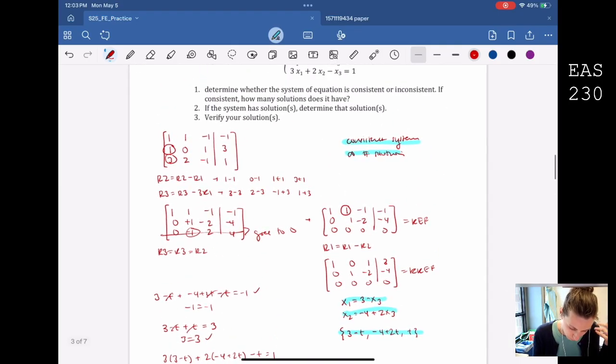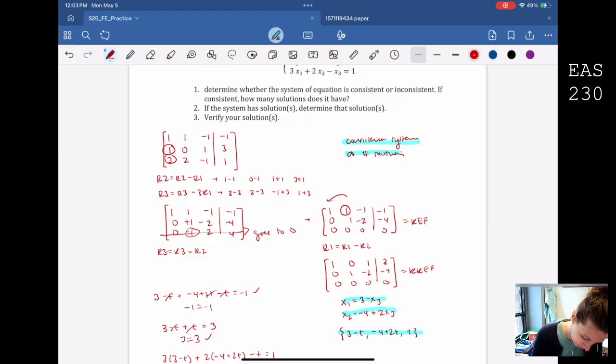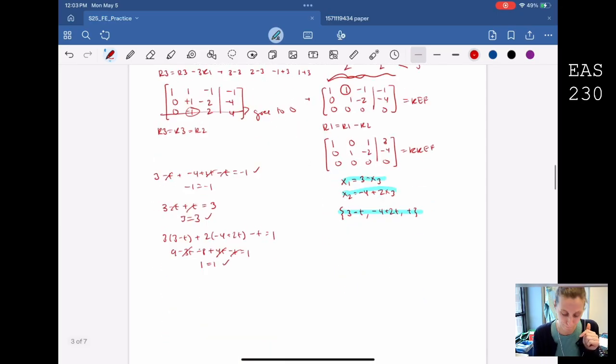Okay, so we have a consistent system because the rank of A over here is 2. The rank of the augmented matrix over here is 2. And that 0 row goes all the way across. I have an infinite number of solutions because I have a 0 row, because my rank is less than the number of equations I have. We found our solution and we verified it.